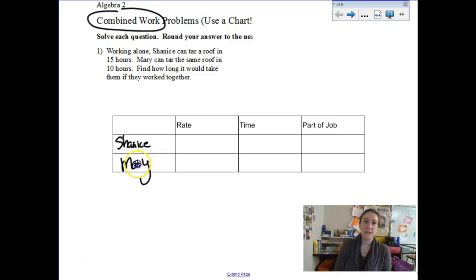And then we're going to set up this chart for all of these problems. And usually the first thing a kid asks after we do the first one is, do I have to set up the chart? And I would like you to. I think it helps me, it helps you, it helps me grade what you've done, and it helps me point out any misconceptions you have.